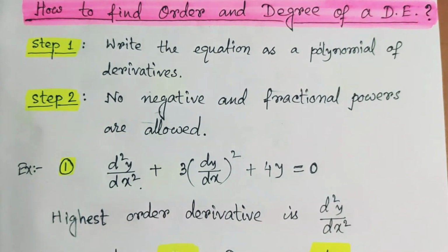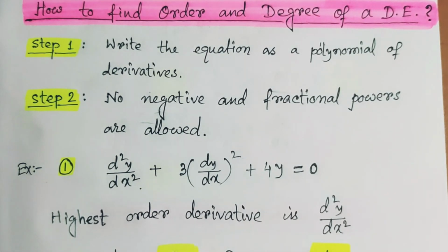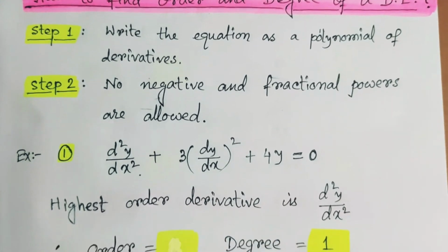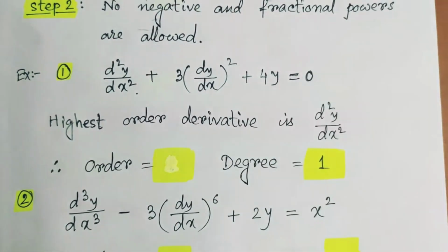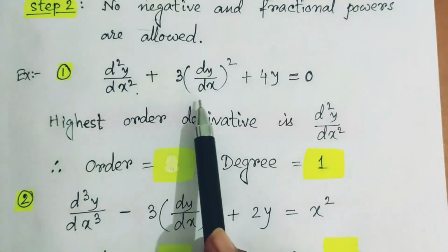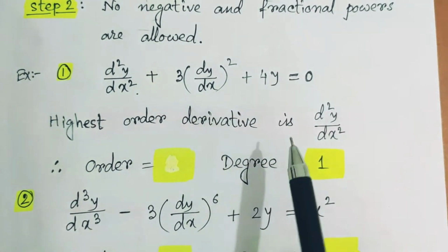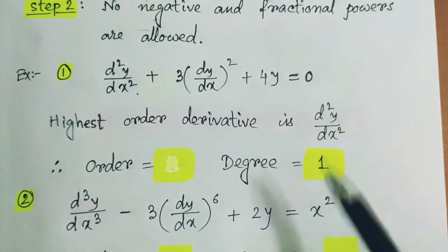So with some examples we verify and understand what is the order and the degree of a differential equation. So the first example is here for you. It is d square y by dx square plus 3 dy/dx its whole square plus 4y is equals to 0.